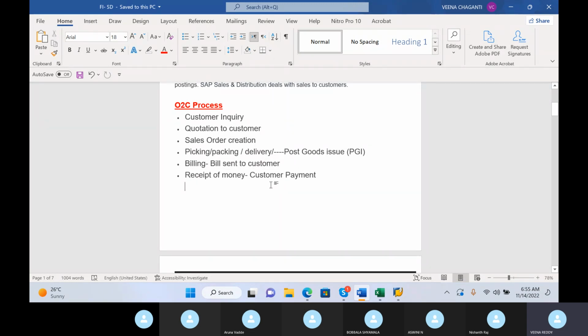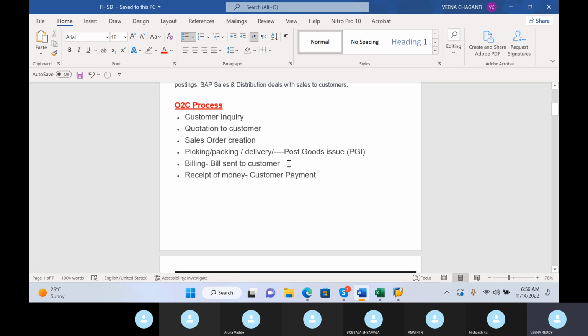Okay. Where will the integration happen in this process? FI to SD integration will happen at the post goods issue, PGI, because from customer inquiry, quotation to customer sales order, these are only documentation. There is no financial impact in our organization. But when we are delivering the goods to the customer, our material, the product, is decreasing in our store. So there is some change happening in our system. So here the integration will start.